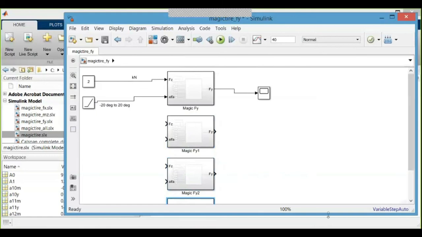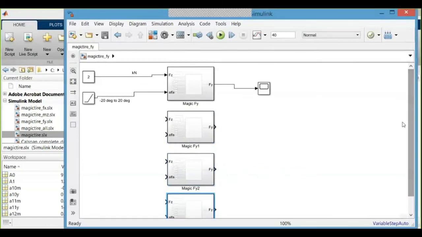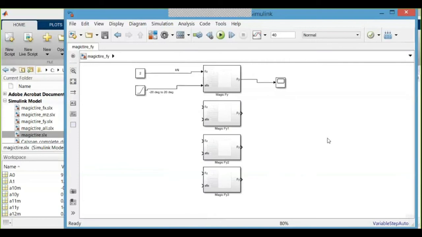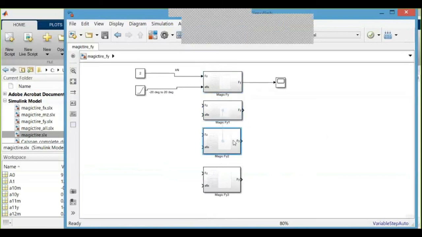Okay, sorry. Can you see? Okay. Maybe we can resize this a little bit more.